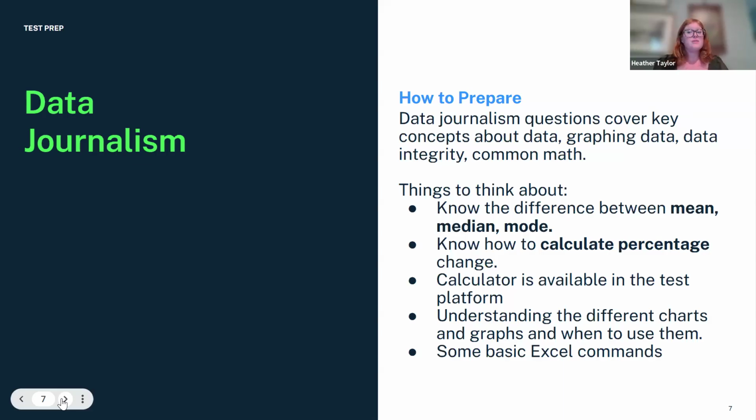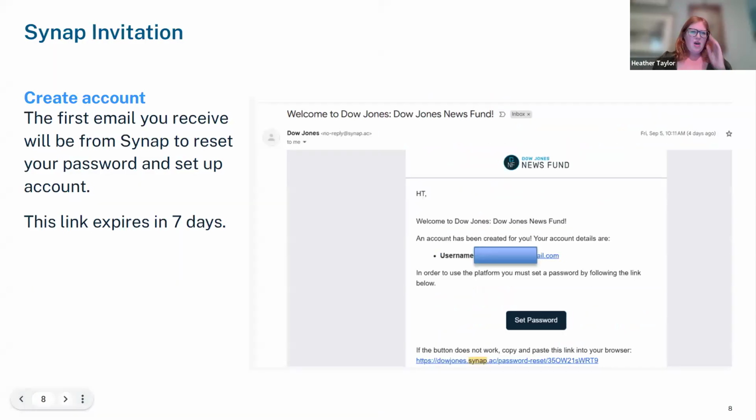And then understanding the differences between different charts and graphs, how to use them, how to read them, and then maybe some basic Excel commands. Sometimes we've asked freedom of information questions about accessing public records, things like that. So that's really it for the test overview. How to prep is really easy if you just go look at our old tests, and we're going to dive into that. But I just wanted to go over a little bit about what to expect.